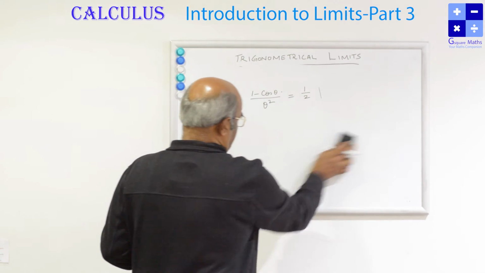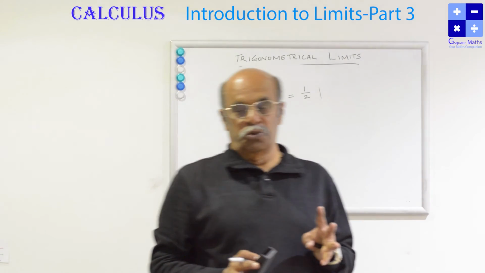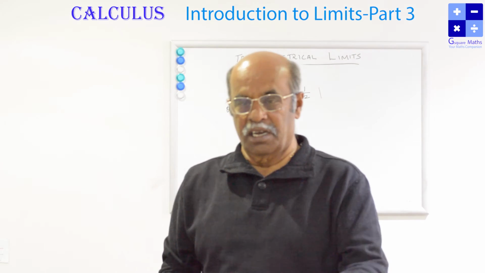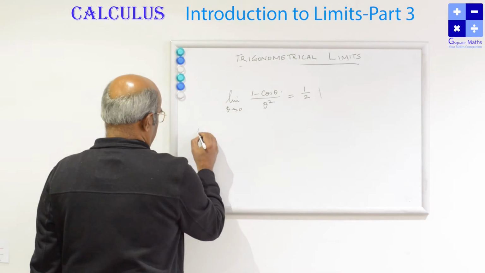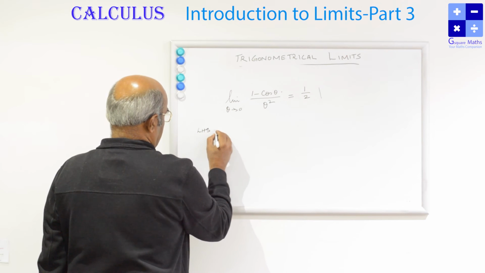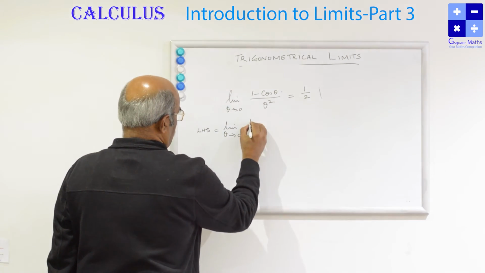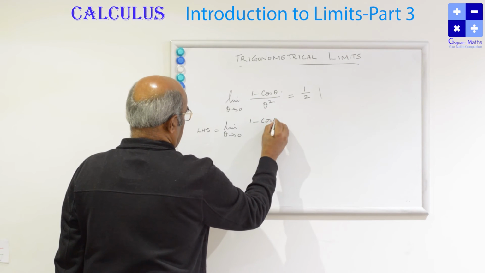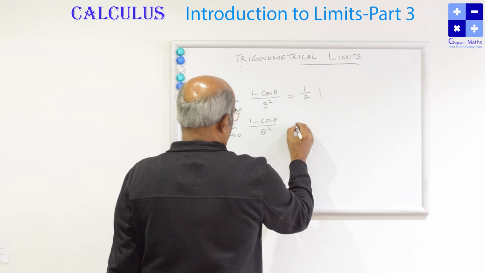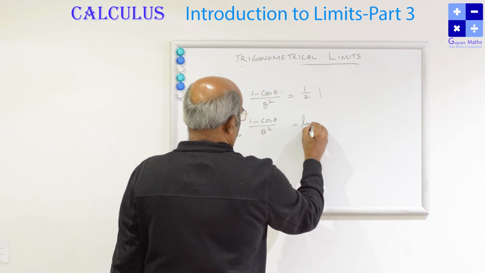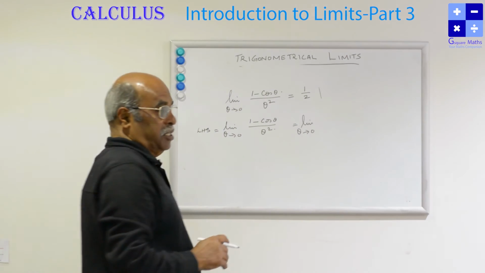So in the trigonometric function limits also, the first method is to directly substitute. If it exists, that is the limit value. Now let us take another one, the left hand side. Limit theta tends to 0, (1 minus cos theta) by theta square. That is equal to limit theta tends to 0, 1 minus cos theta.